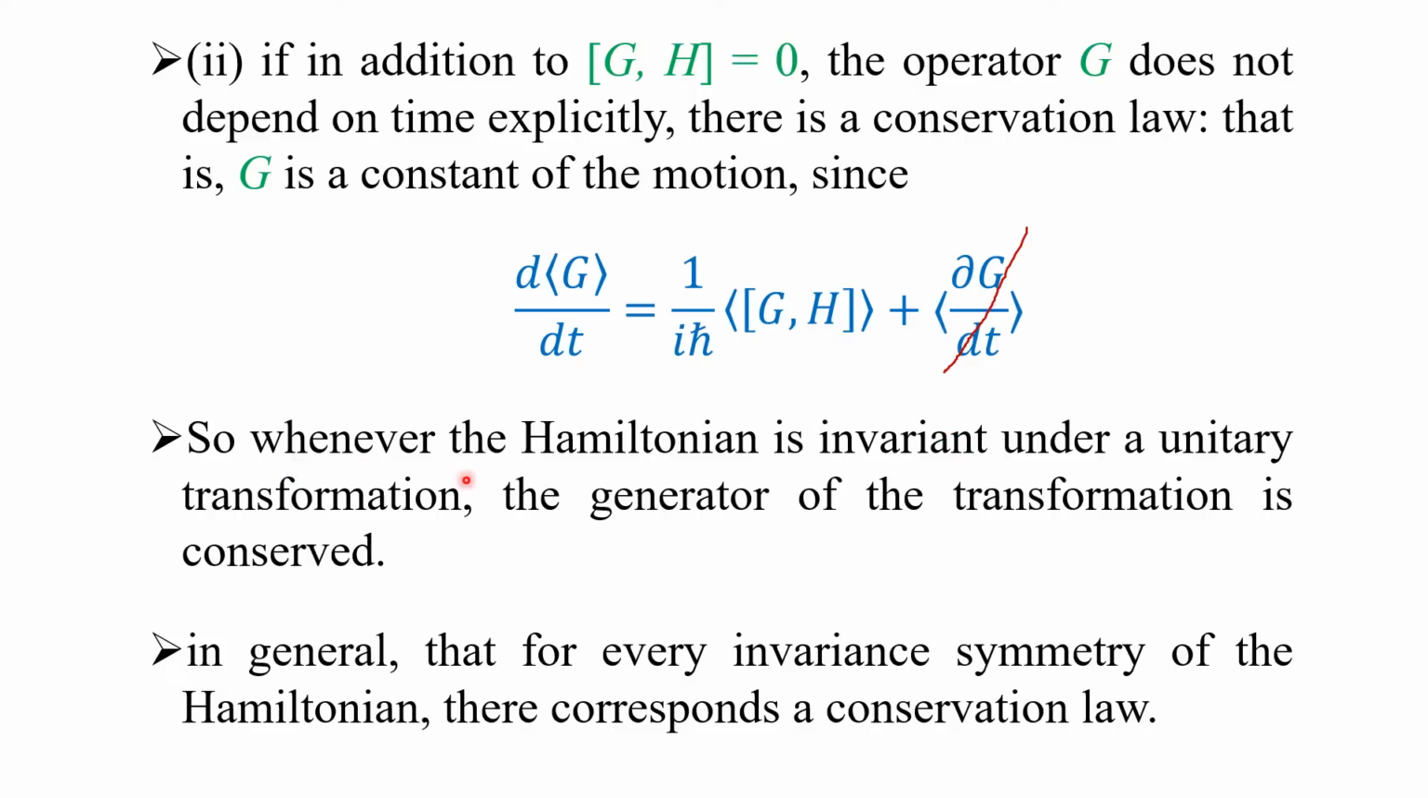So whenever the Hamiltonian is invariant under unitary transformation, the generator of the transformation is conserved. Here the generator is G. In general, for every invariant symmetry of the Hamiltonian, that corresponds to a conservation law. That is a second important conclusion.